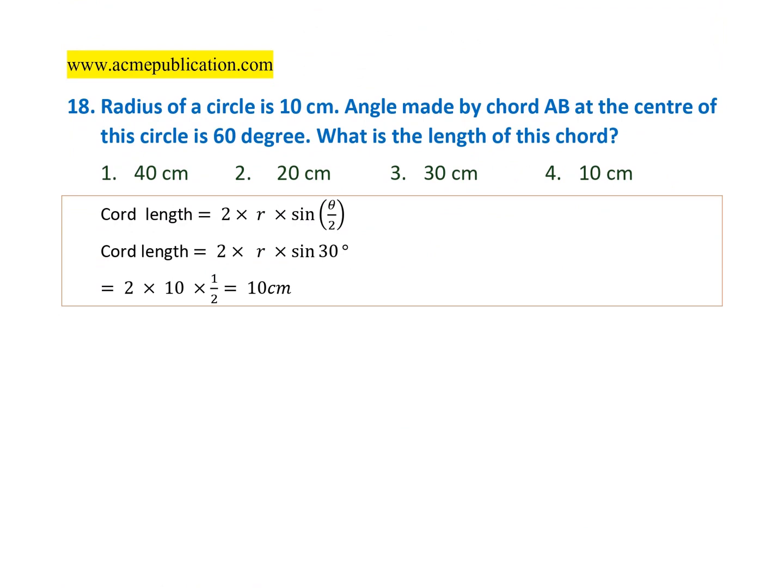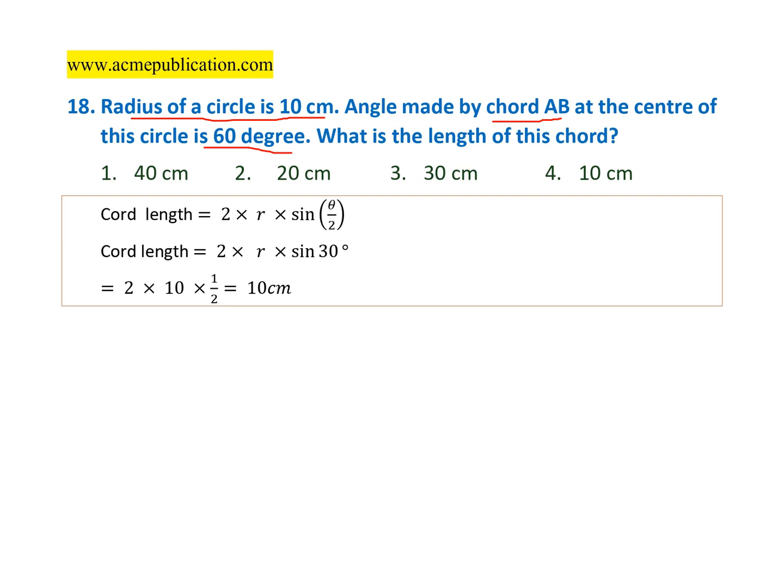Question 18. Radius of a circle is 10 centimeter. Angle made by chord AB at the center of this circle is 60 degree. What is the length of chord?